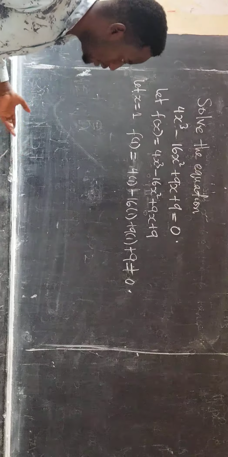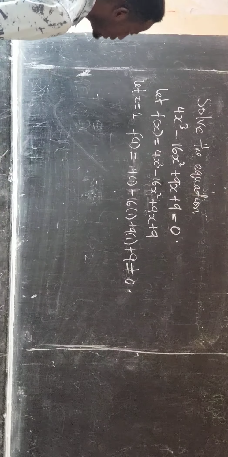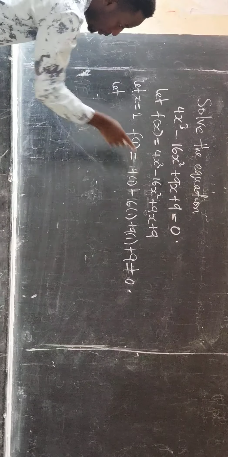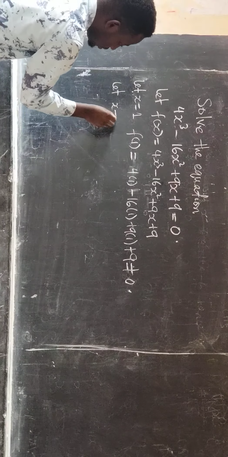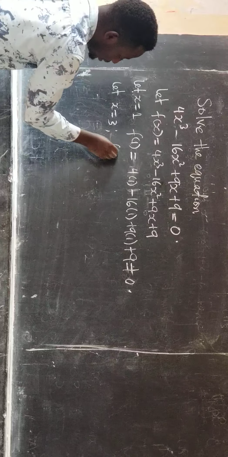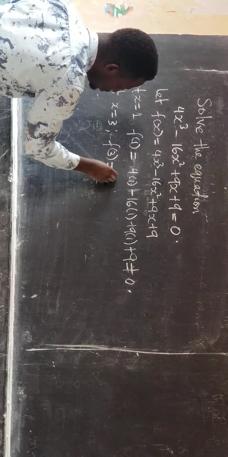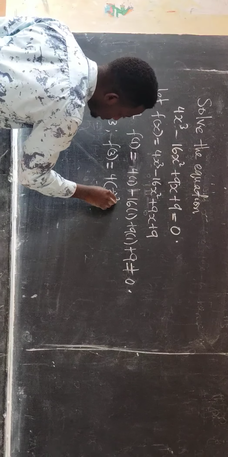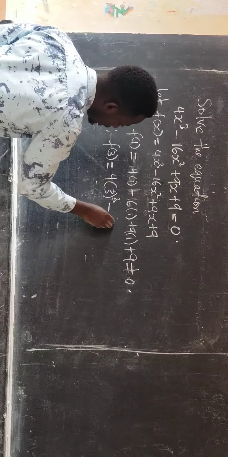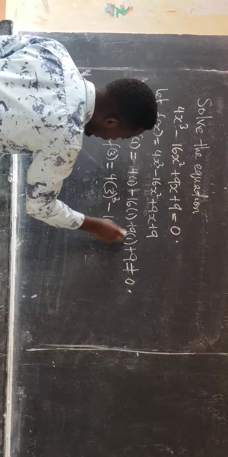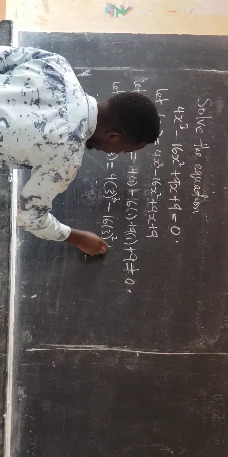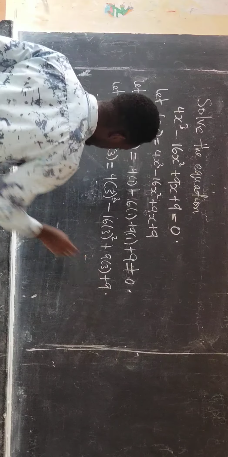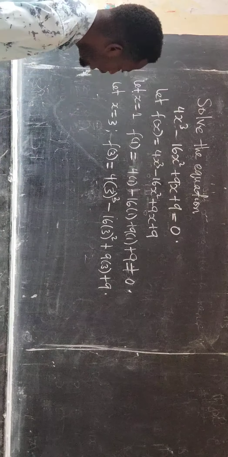So that one is not a factor. We neglect it. What about if we choose another factor of 9, which is 3? Let's try 3 and see what will happen. F of 3 is going to be 4 into 3 cubed, minus 16 into 3 squared, plus 9 into 3, plus 9.